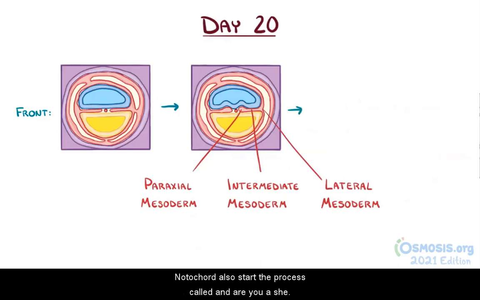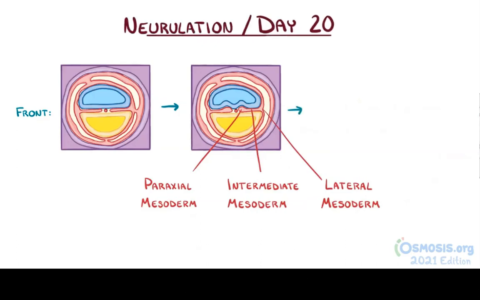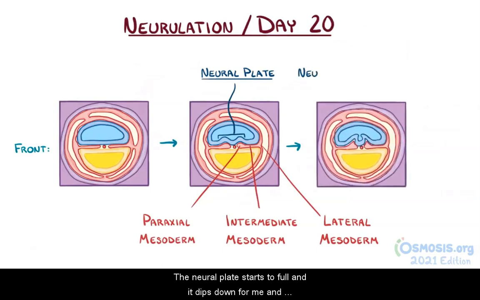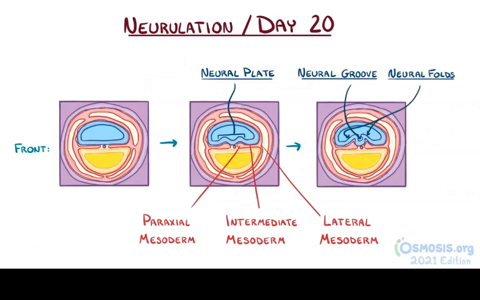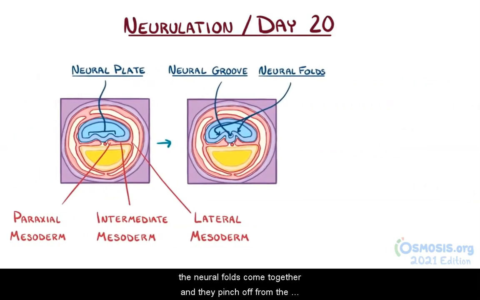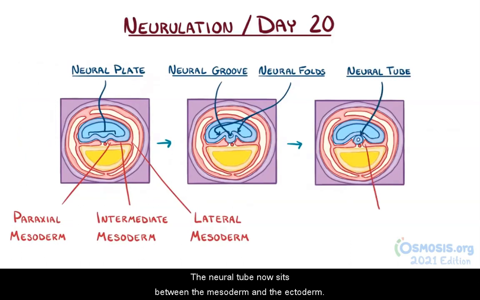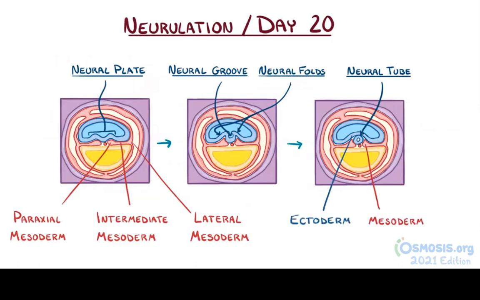The notochord also starts a process called neurulation, where it stimulates the cells in the ectoderm layer to thicken and form the neural plate. The neural plate starts to fold, and it dips down, forming a neural groove with edges that are called neural folds. As the groove continues to grow ventral to the ectoderm layer, the neural folds come together, and they pinch off from the surface of the ectoderm layer, forming the neural tube. The neural tube now sits between the mesoderm and the ectoderm.